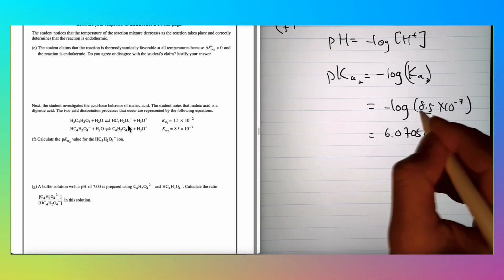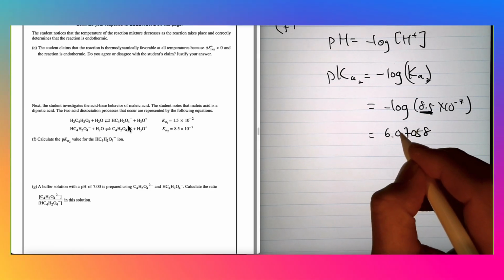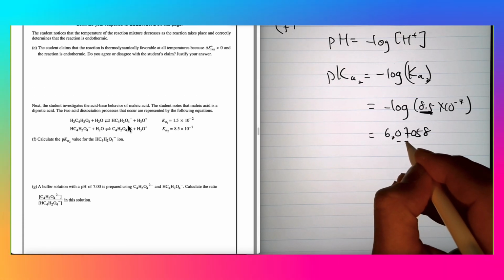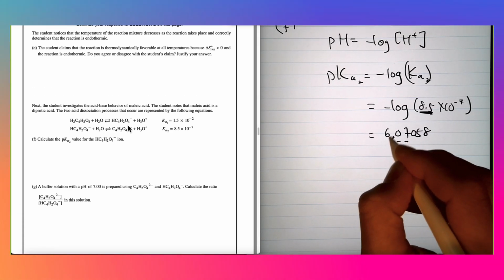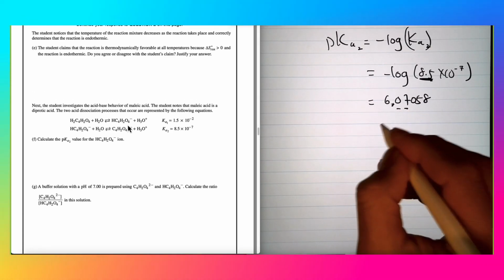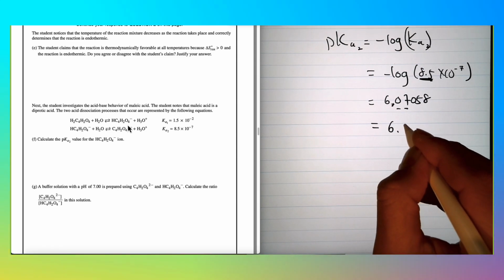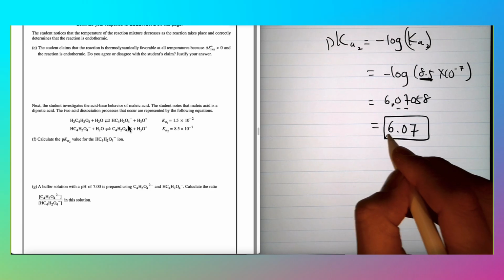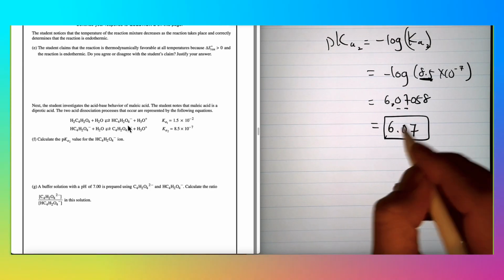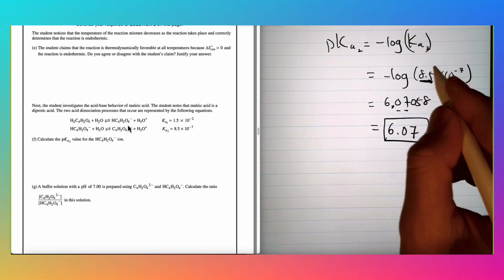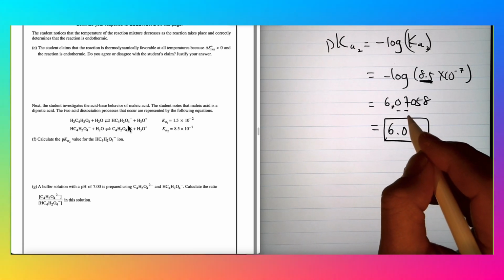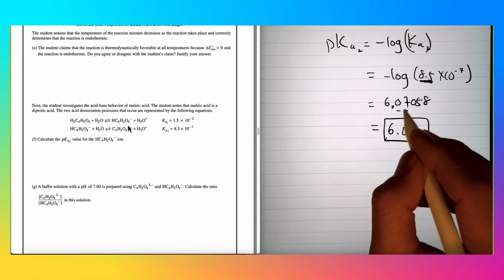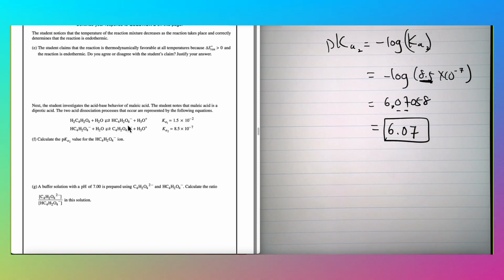However, we see 2 sig figs here for pH or pKa. That 2 sig figs will be 2 decimals. So we don't round it up as 6.1. We just answer our question as 6.07. Yes, you have 2 sig figs here, and it looks like we got 3 sig figs. But again, when you convert the Ka, or the concentration of hydrogen, to pH or pKa, that number of sig figs becomes the number of decimals. So it's 6.07.